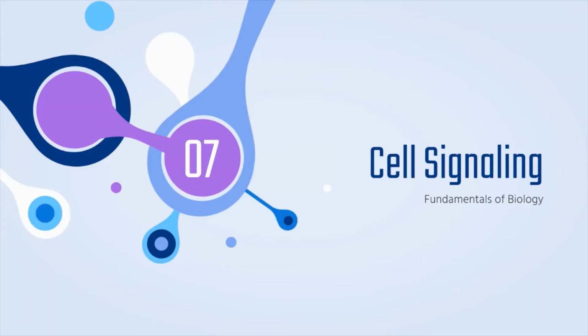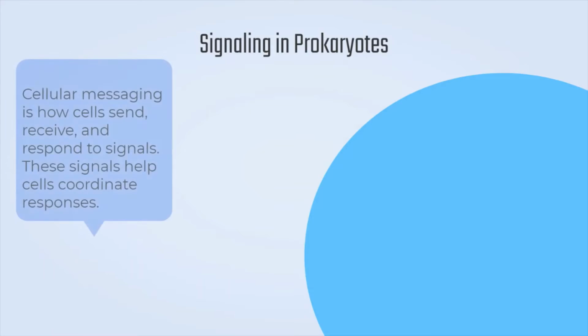This is the 7th video in the Fundamentals of Biology, and today we're talking about cell signaling. So what is cell signaling? It is also called cellular messaging, and it is how cells send, receive, and respond to different signals. And the purpose of these signals is to help cells coordinate responses.